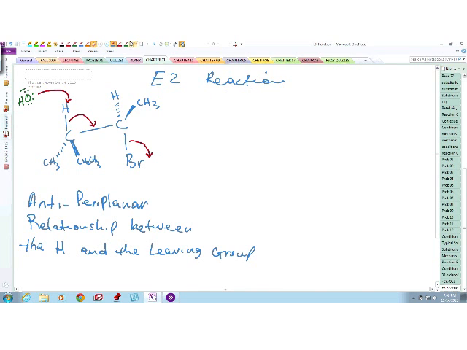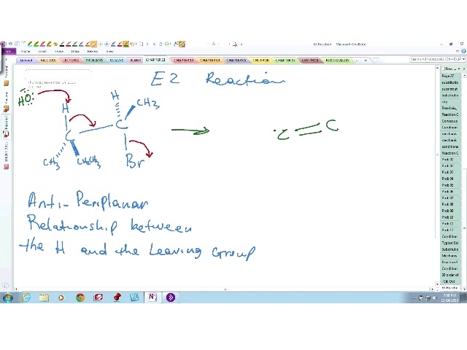So that is what we refer to as the anti-periplanar relationship. And then what do you get? You get this. And you said that's mandatory for this reaction? Yes, it is. I will show you when we get to examples, you see why. Okay, so now we get this product here.